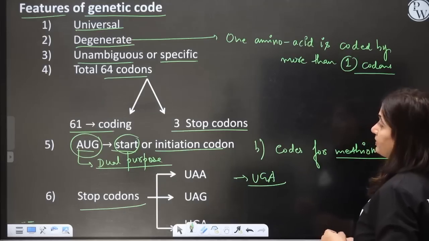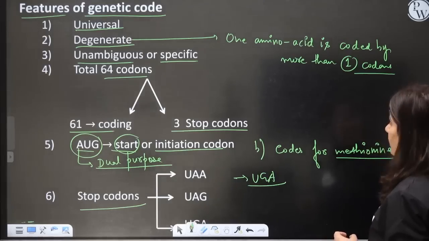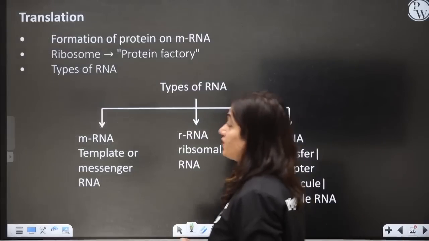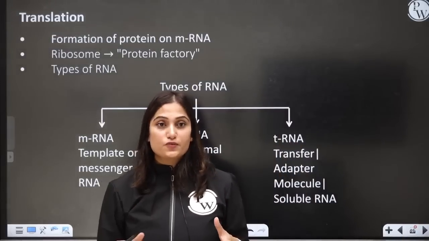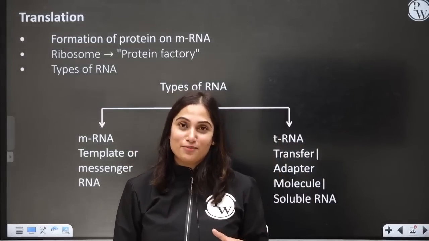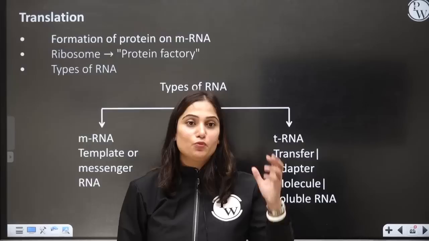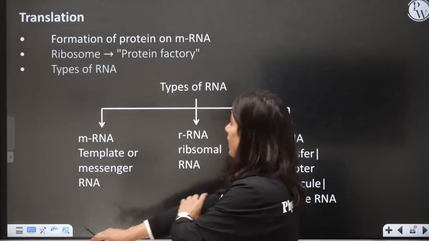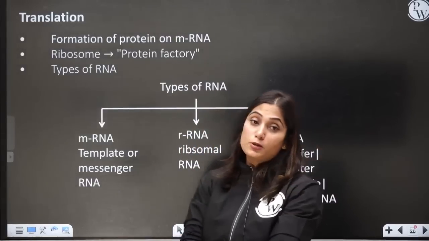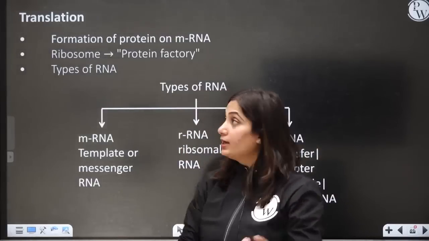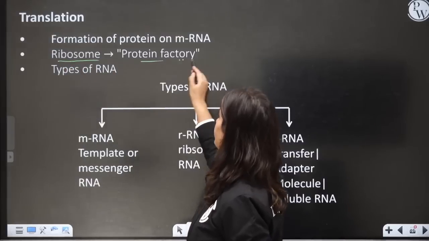Now let's discuss the process of translation. Translation is the formation of protein on mRNA, and be it a prokaryotic cell or a eukaryotic cell, it will be done in the cytoplasm. Now, which cell organelle is responsible for the synthesis of protein? Ribosome. That is why they are called the protein factory.